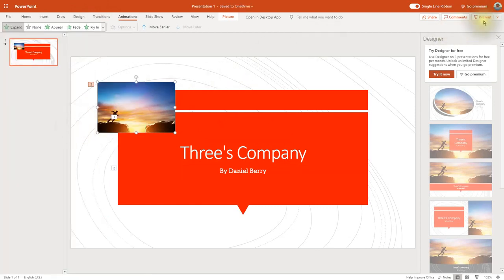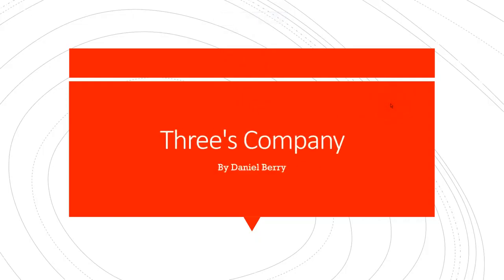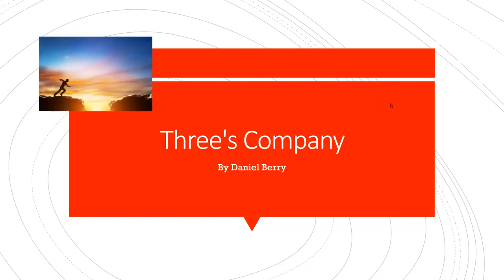Okay, now to present this, click on Present. And then to do these animations, simply click on your mouse clicker. And there's Three's Company by Daniel Barry, and the image expands out. Perfect. Click again and it ends it.